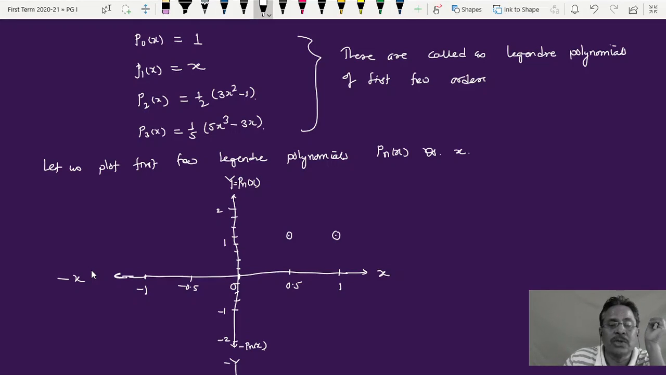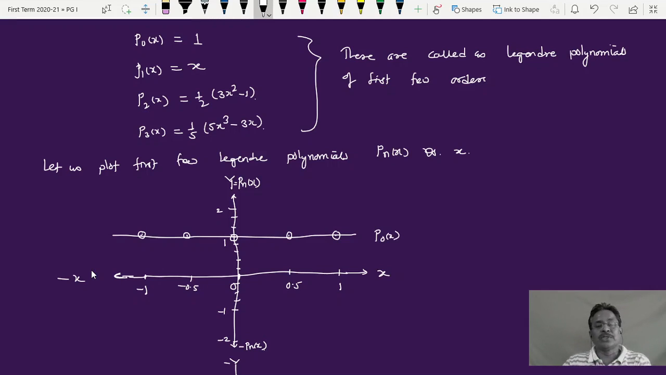When I put x is equal to 0, again I'll get this value. When I put x is equal to minus 0.5, again I'll get this value. And here for x equal to minus 1, P0 of x gives me again the same value, that is 1. So it is constant for all. So if I connect all these points, I'll get the first Legendre polynomial. This is my P0 of x. So P0 of x is equal to 1 irrespective of the value of x.